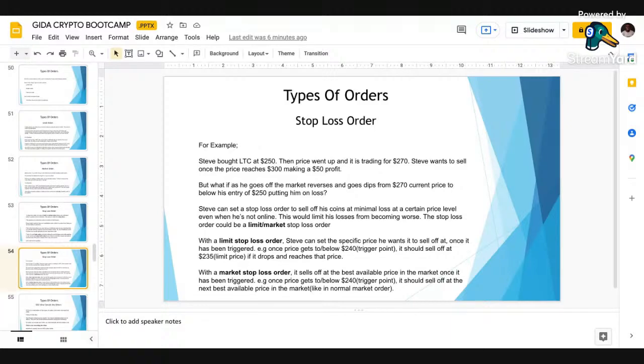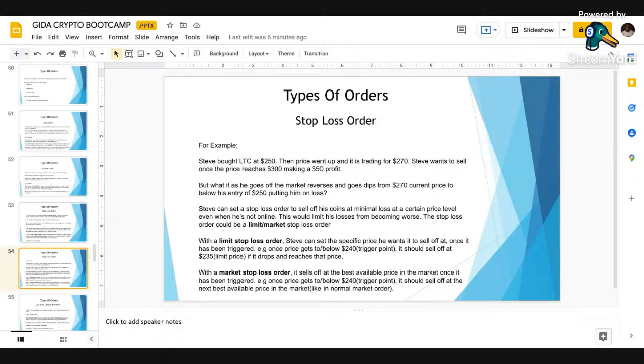Now this thing is already in profit. Have it at the back of your mind. He bought at 250, and it's already at 270 in profit. But he has a target to sell at $300 when he makes a $50 profit.